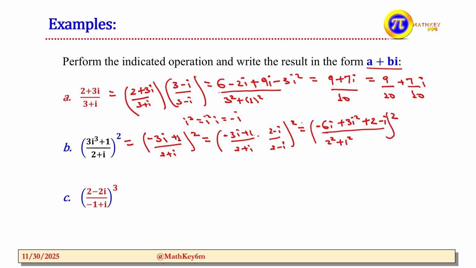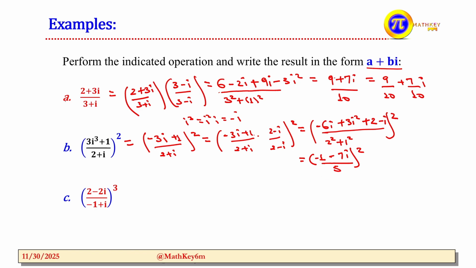For the next one, 3i squared means what? 3i squared is negative 3, plus 2, equals negative 1. It is negative 1 minus 6i minus i, this is minus 7i, divided by 2 squared, that is 4 plus 1, that is 5. The whole is squared. So the square of this makes the denominator 25.